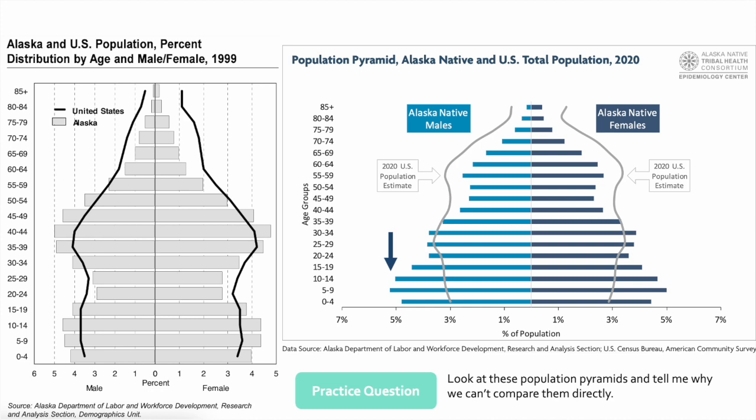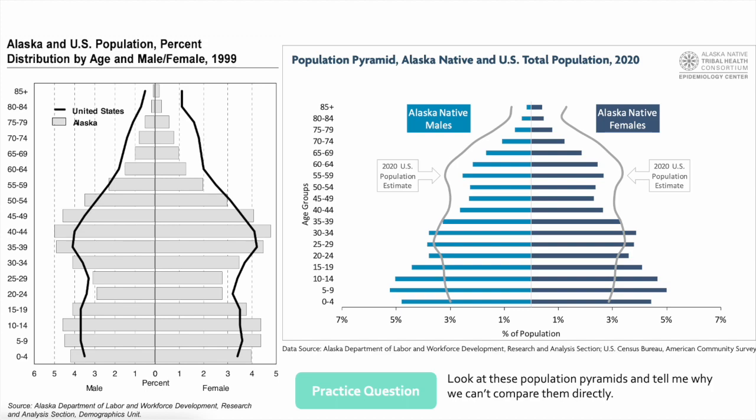The state of Alaska actually has a pretty good pyramid shape going on, showing that there's a growth in the population, which is different from the US population overall in 2020. You can see the gray line goes in a little bit at the younger age groups because there's less of the very young age groups in the general US population. The population pyramid on the right is from the Alaska Native Tribal Health Consortium's Epidemiology Center, which has a lot of great local data.